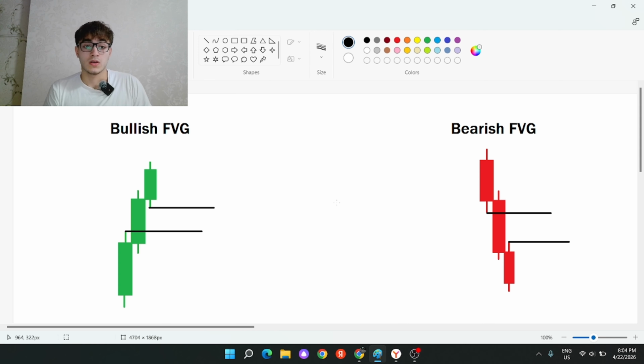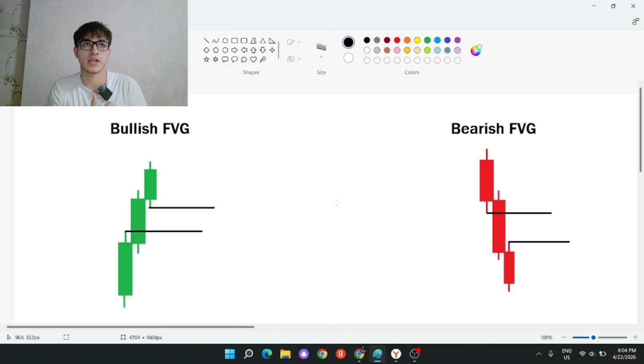First of all, we should look at three candles. Just three candles that go to the upside or downside. And after, we just want to see the gap between the first candle and the third candle. Okay, that's how I understood it. You know what I'm saying?